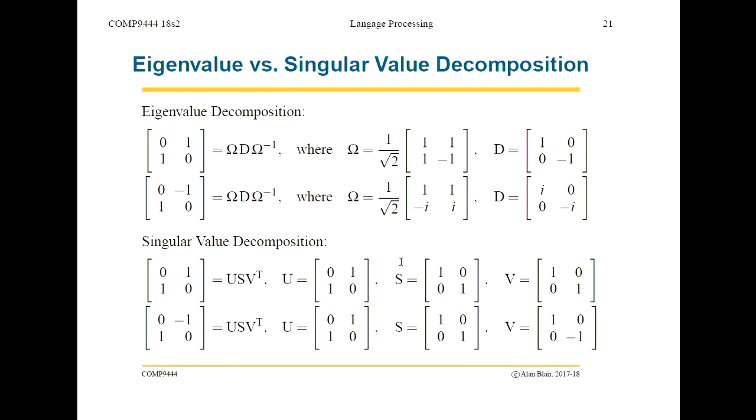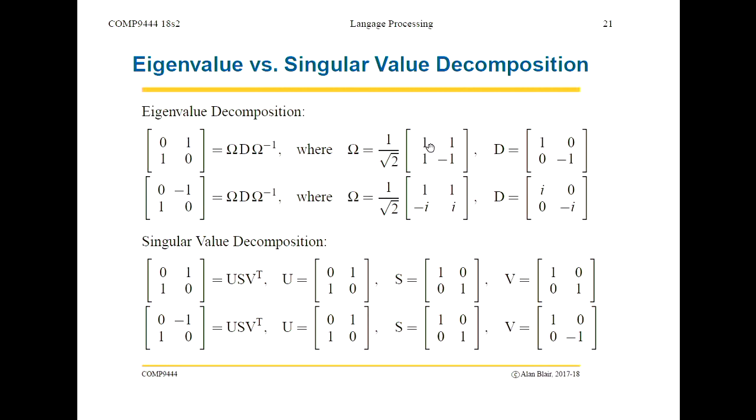Let me try to address this, because I know people will ask: how does this relate to the eigenvalue decomposition? Here are some examples of very simple matrices. Consider the matrix 0, 1, 1, 0 or 0, -1, 1, 0. The first matrix is a reflection matrix; it swaps two coordinates. The second is a rotation matrix; it rotates the space by 90 degrees.